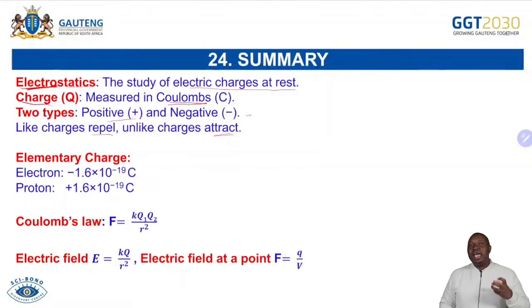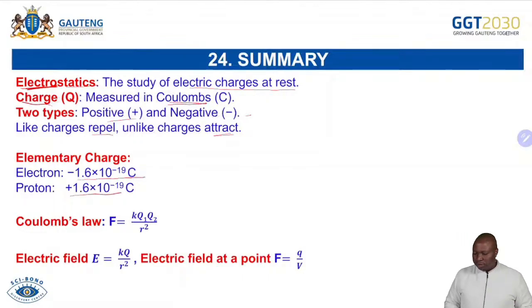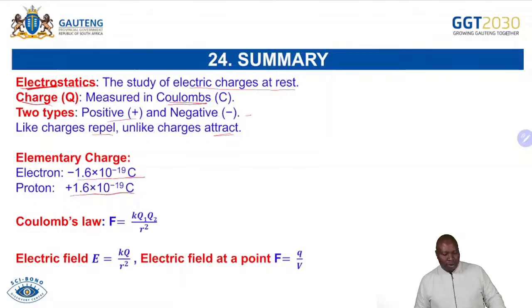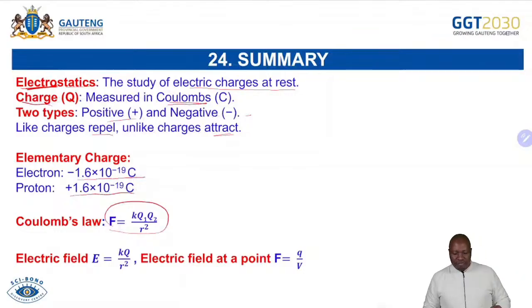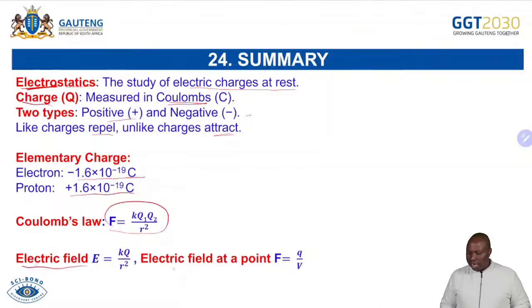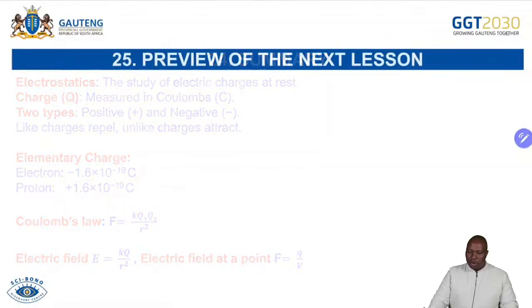And we have indicated the elementary charge: the electron is -1.6 times 10 to the power of minus 19 coulombs. A proton, which is a positive charge, is +1.6 times 10 to the power of minus 19 coulombs. And Coulomb's law, we have stated it using that formula. We have defined both electric field and electric field at a point. So the expectation is that you will continue to revise and do as many questions as possible as you prepare for your exams.